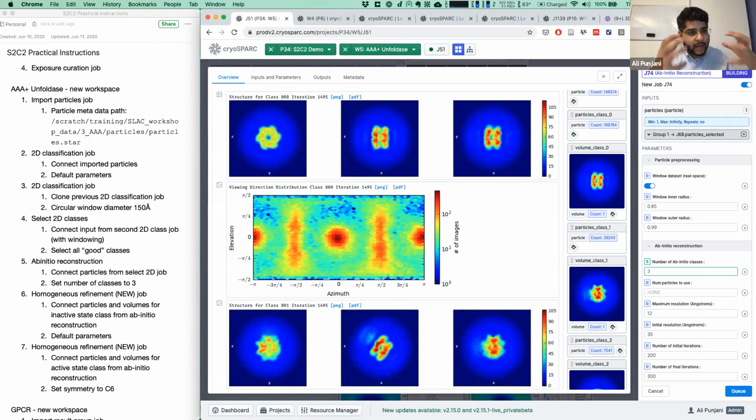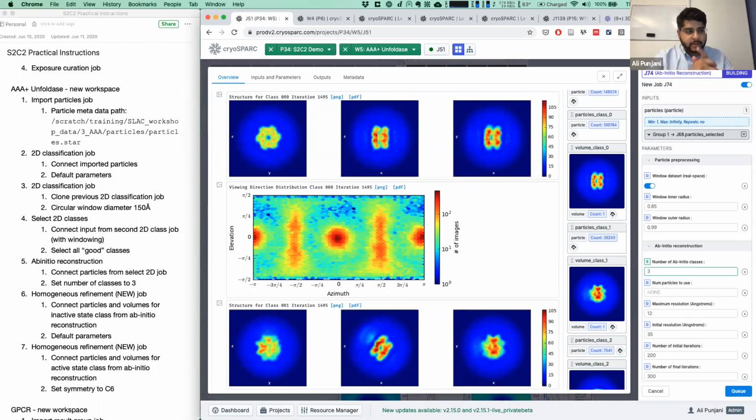So once you have initial models that are good for all the different states that you're looking for, or some subset of those, putting those into a heterogeneous refinement allows the heterogeneous refinement, which can work at higher resolutions than ab initio reconstruction, to further refine the assignment of particles. There may be a few particles that are in the wrong class after ab initio reconstruction or so on. Heterogeneous refinement will be able to improve the structures themselves by refining them to higher resolutions and make sure that the classification of every particle is correct. So it's definitely worth doing that.